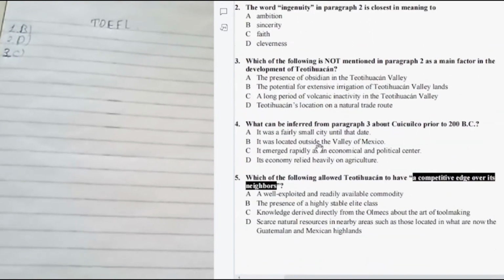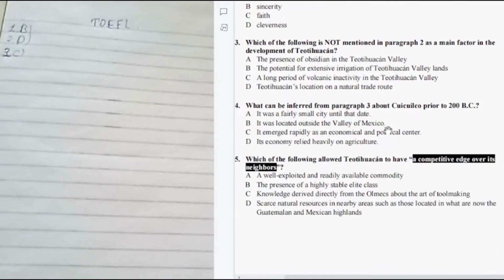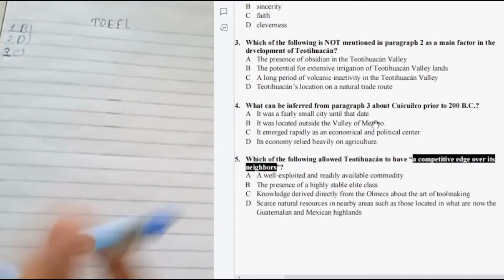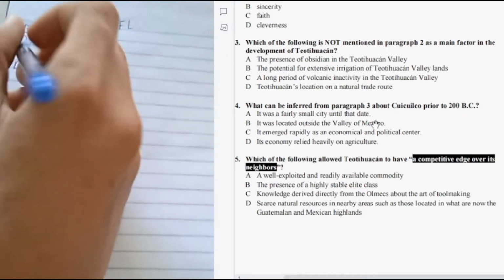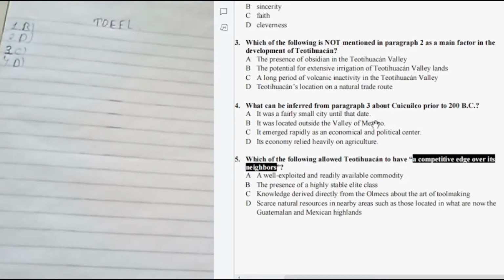The second choice is wrong. It was located outside the Valley of Mexico. It is false. It was located in and near the Valley of Mexico. I think that the correct answer is D, because after the volcanic eruption, the agricultural area was damaged, and also because the agricultural areas were covered by lava. I think that it is because of it.